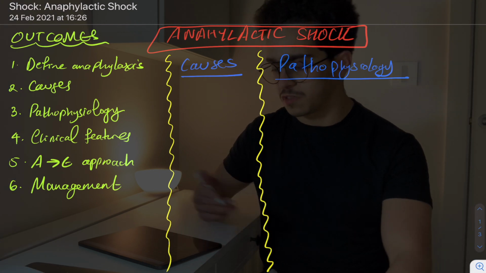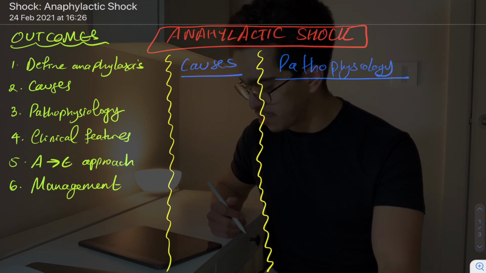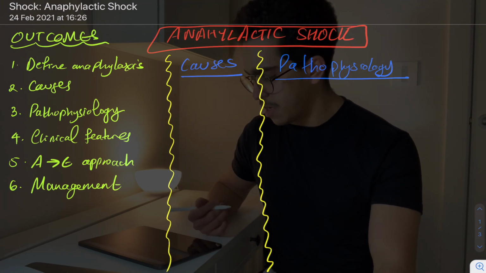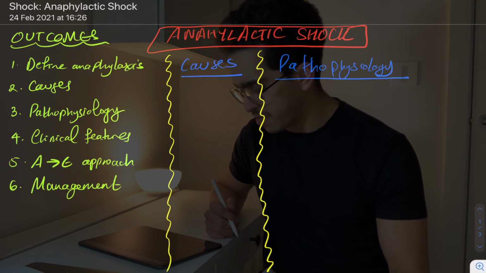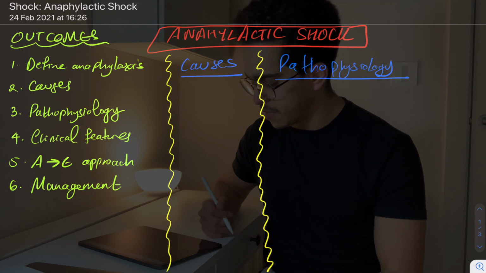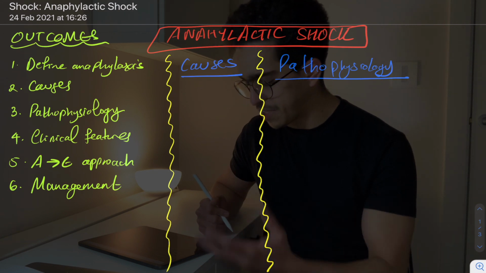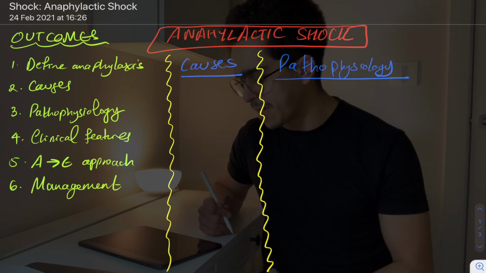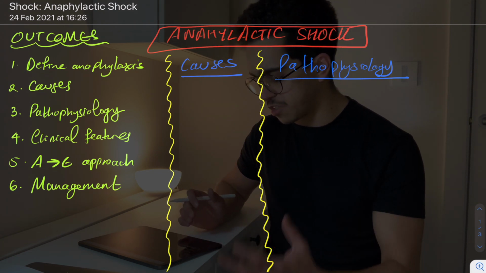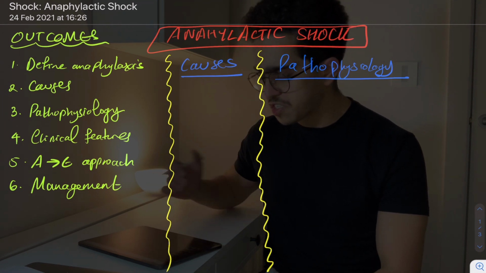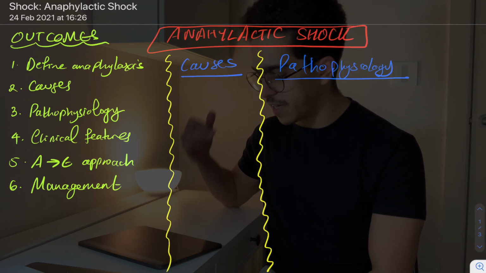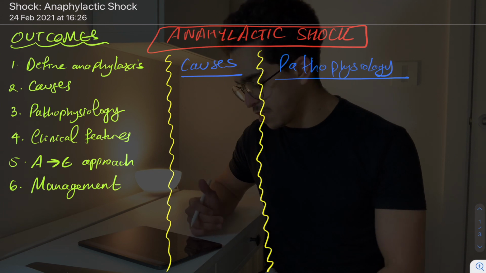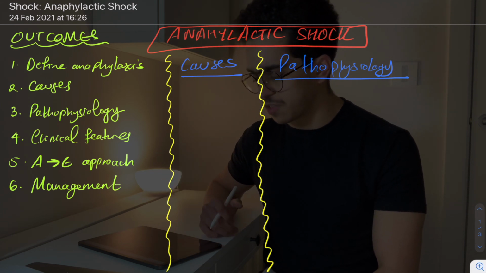So in today's video, we're going to talk about what happens in an anaphylactic shock. We're going over the definition of anaphylaxis and the causes of anaphylaxis and its pathophysiology, its clinical features, and how to identify someone who presents to A&E with a potential anaphylactic shock, and how to investigate the issue by going through the A to E approach, and finally how to manage the patient with anaphylactic shock.